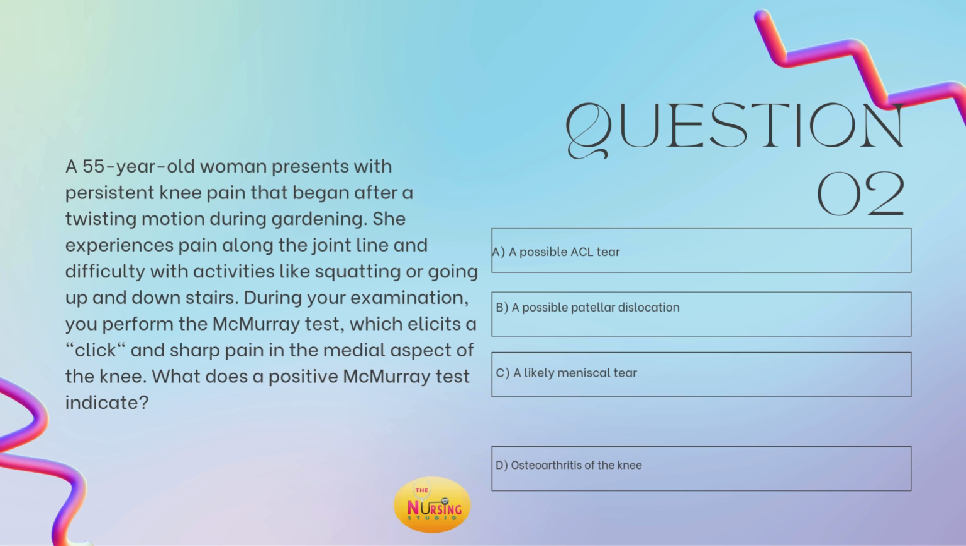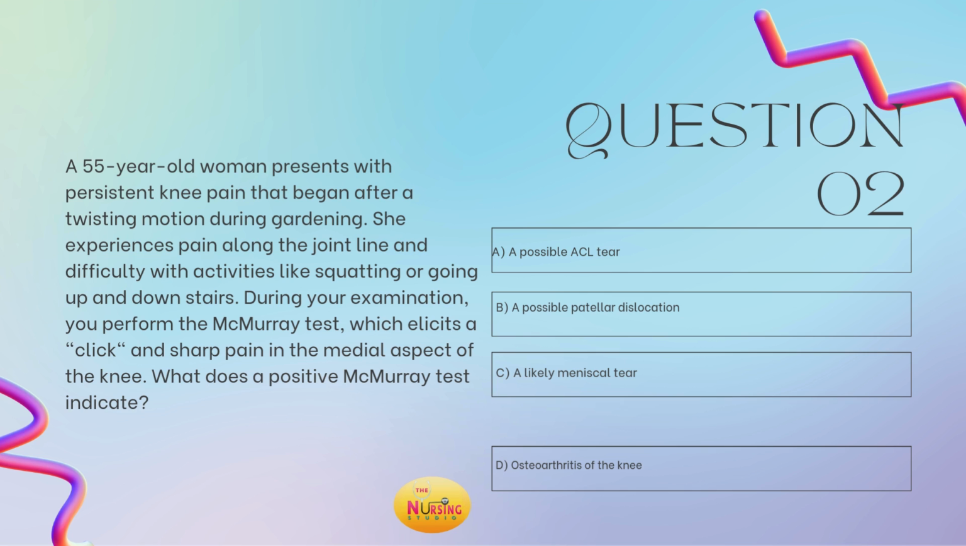During your exam, you perform the McMurray test, which elicits a click and a sharp pain in the medial aspect of the knee. What does a positive McMurray's test indicate? Is it A, a possible ACL tear, B, a possible patellar dislocation, C, a likely meniscal tear, or D, osteoarthritis of the knee? Take a moment and tell me what you got in the comments, y'all.